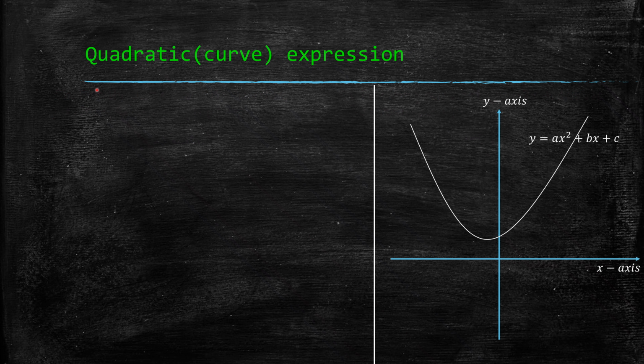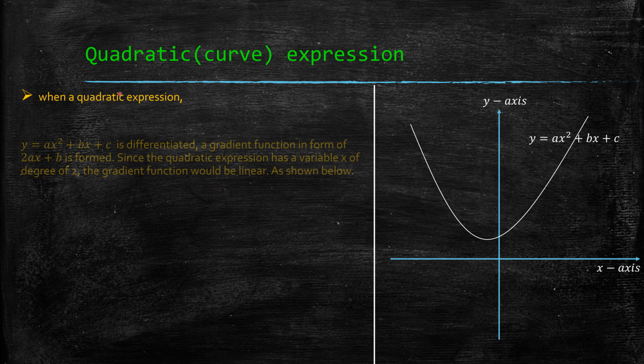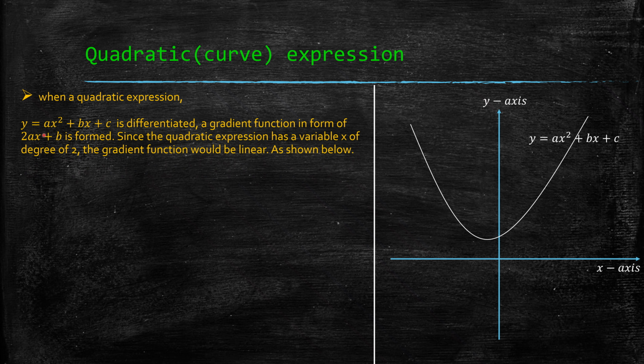At this point, we are going to talk about the quadratic curve or expression, these functions which are in form of quadratic expression. When a quadratic expression, which is in form of y is equal to ax squared plus bx plus c, is differentiated, a gradient function in form of 2ax plus b is formed. Since the quadratic expression has a variable x of degree of 2, the gradient function would be linear as shown. What are we trying to mean when we talk about that?